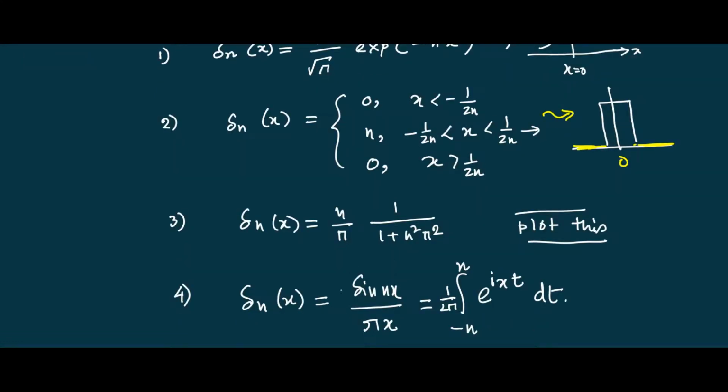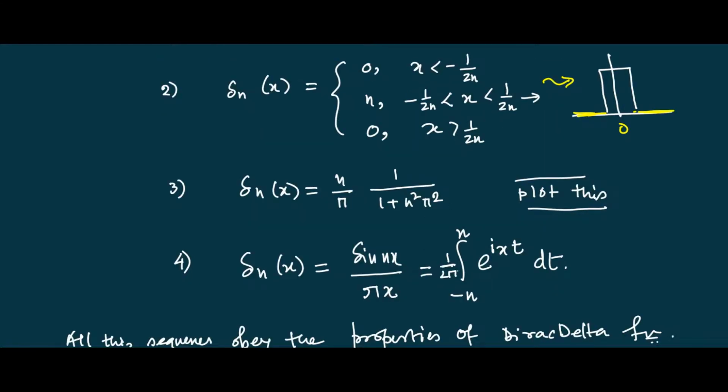And there is another one, sin x by pi x, which also has the same kind of behavior. You plot this. I will come to this, and 1 over 2 pi, integral from minus n to n, e to the power i x t dt. When n goes to infinity, it behaves like a delta function. I will study this function particularly in connection with Fourier transformation. That is very much important.